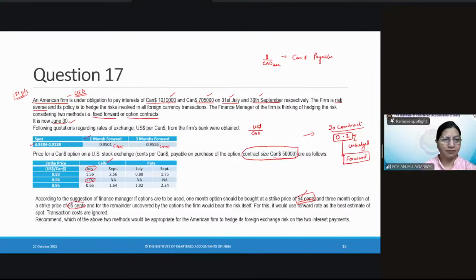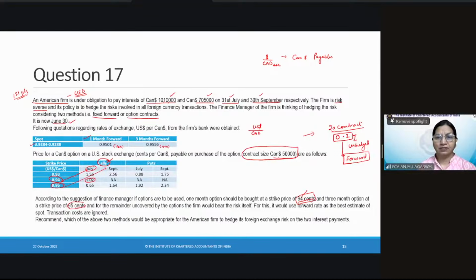July and September. Three rates are given, but the question has been very specific that you will use the July call for 94 cents and the September call for 95 cents. So the July call is for 94 cents strike price and the September call is for 95. Okay. So it's calls 0.94 and 0.95.